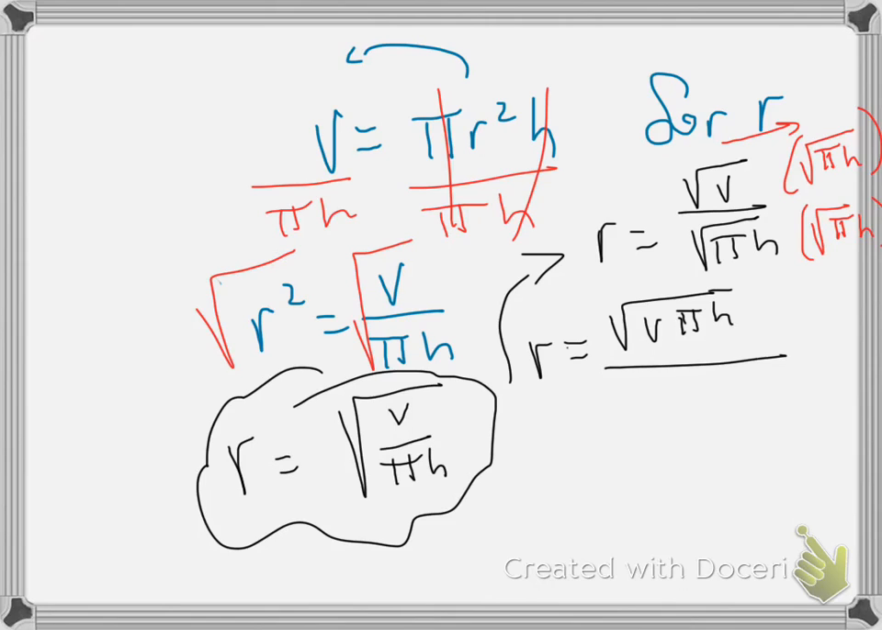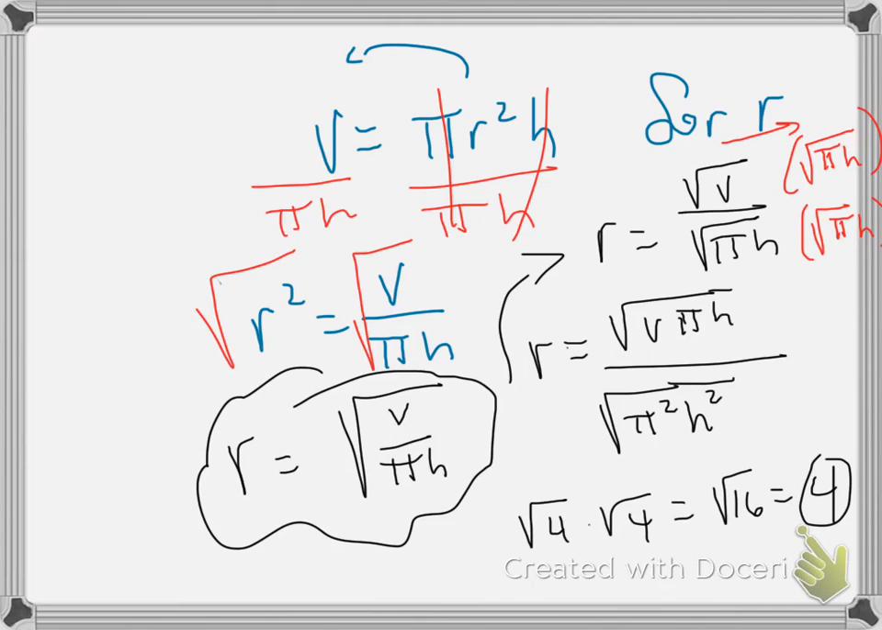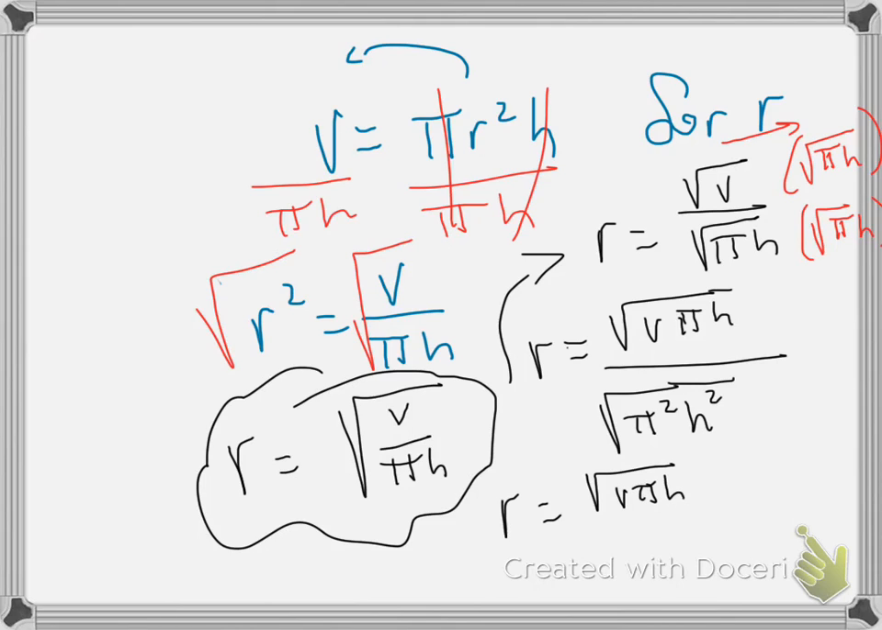However, on the bottom part, I actually have the square root of pi squared h squared. And what this means is, let's say 4 times 4, when they're the same number and you're multiplying radicals, it actually becomes the same number that you started with under the radical. So when I get through here, r is going to equal the square root of v pi h over pi h. And this is my other answer. Either one of these could be the correct answer.